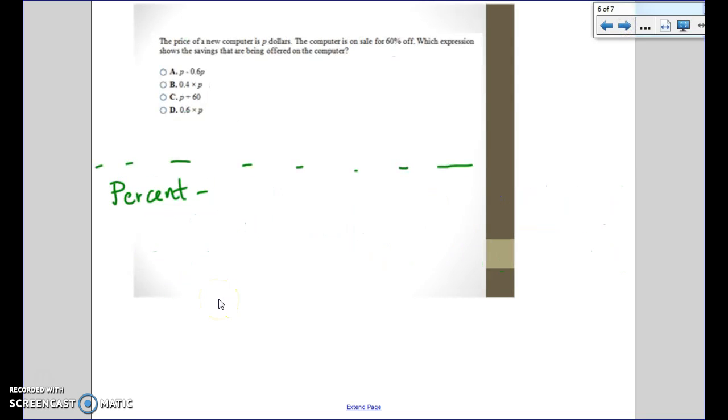All right, this problem has some percents, and so we need to take a little bit of notes on percent real quick. So the price of a new computer is $P. So I'm going to circle that variable there. It says the computer is on sale for 60% off. Which expression shows the savings that are being offered on the computer? Okay, let's think about it this way. Percent is anywhere from 0% up to 100%. Okay, this would be like paying nothing. And this would be paying full price.